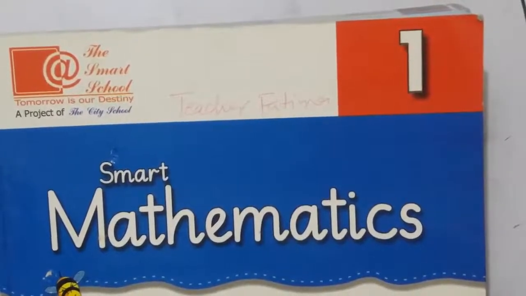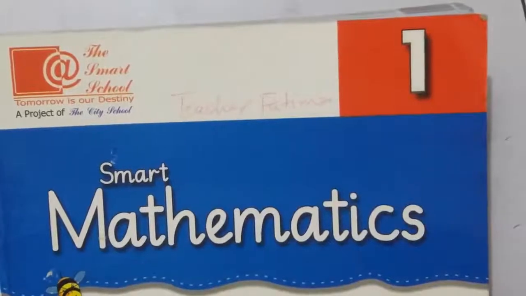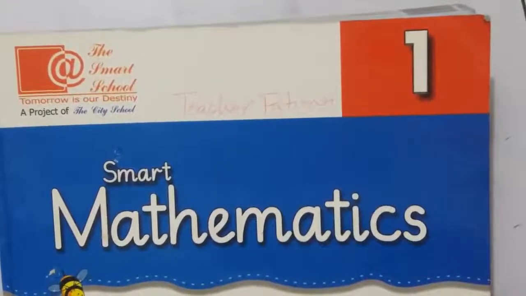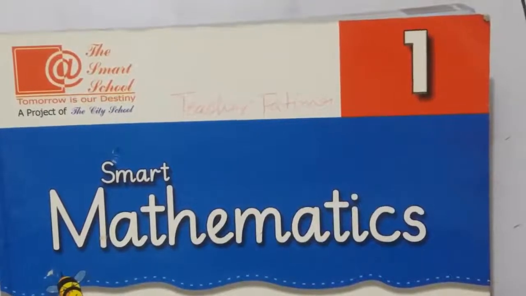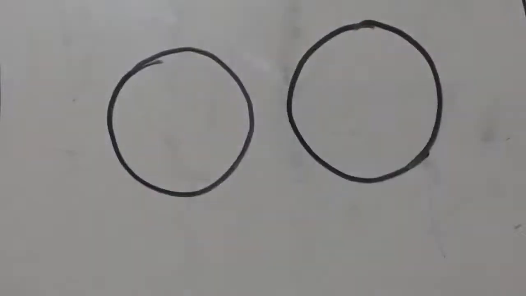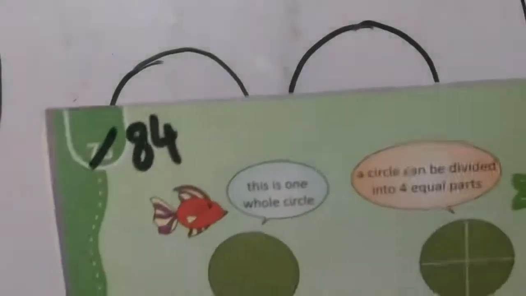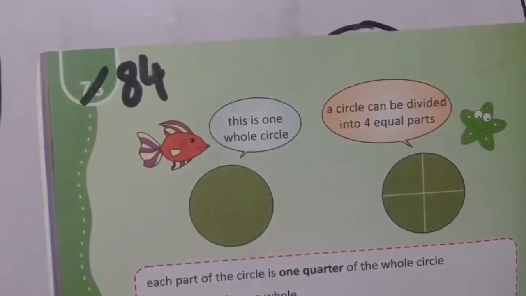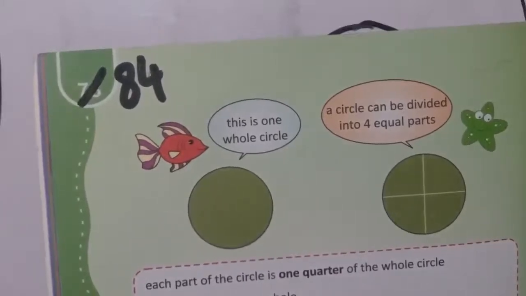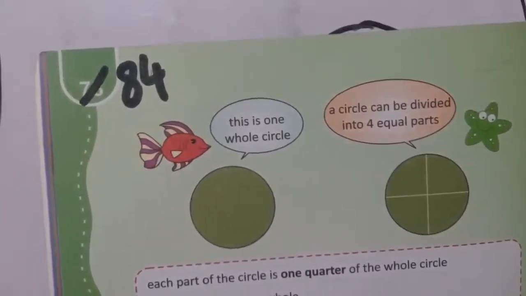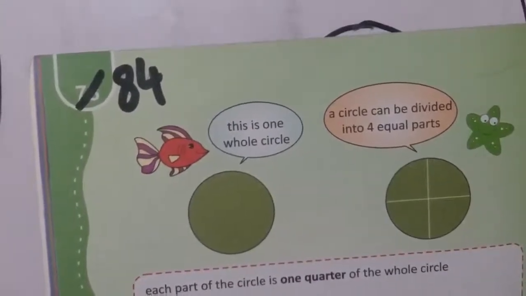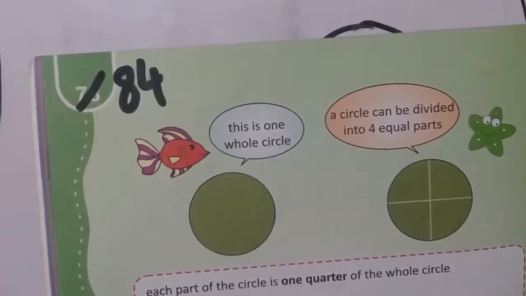Okay, today we will start our topic fraction that we last time did in the class. So open up page number 84 of your book. Here our objectives on this page are we will learn about whole circle and quarter of the circle. So let's start the lecture.